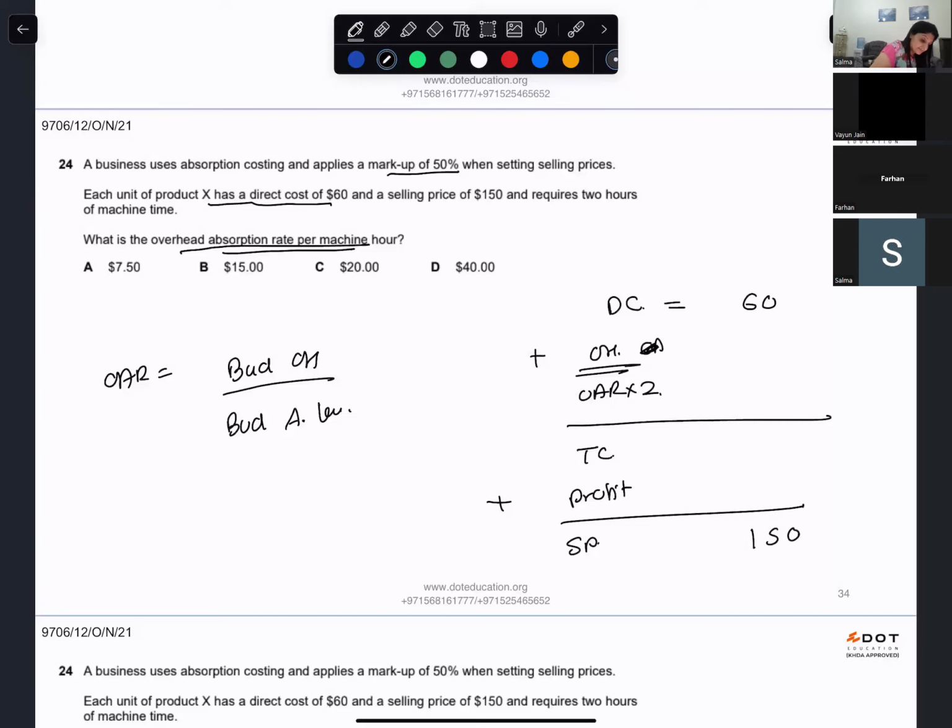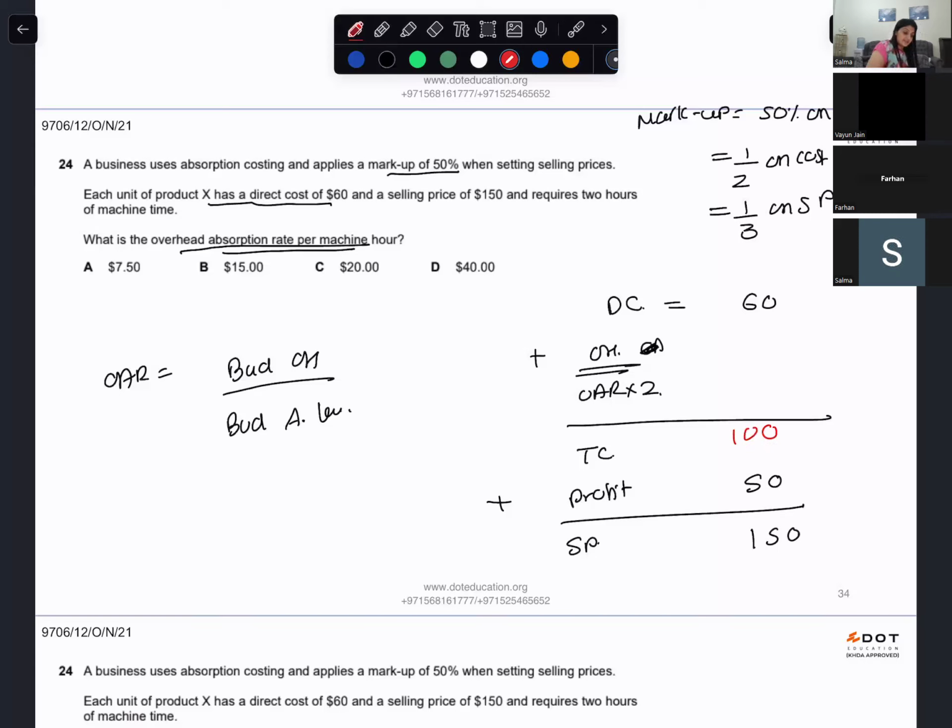Selling price is 150. Profit is markup, that is, 50% on cost. But I don't have costs. 50% on cost means it's half on cost, so it will be 1/3 on selling price. The profit would be 50. Total cost would be 100. If total cost is 100, total overhead would be 40 per unit. Are you with me? Okay. So the answer is D.